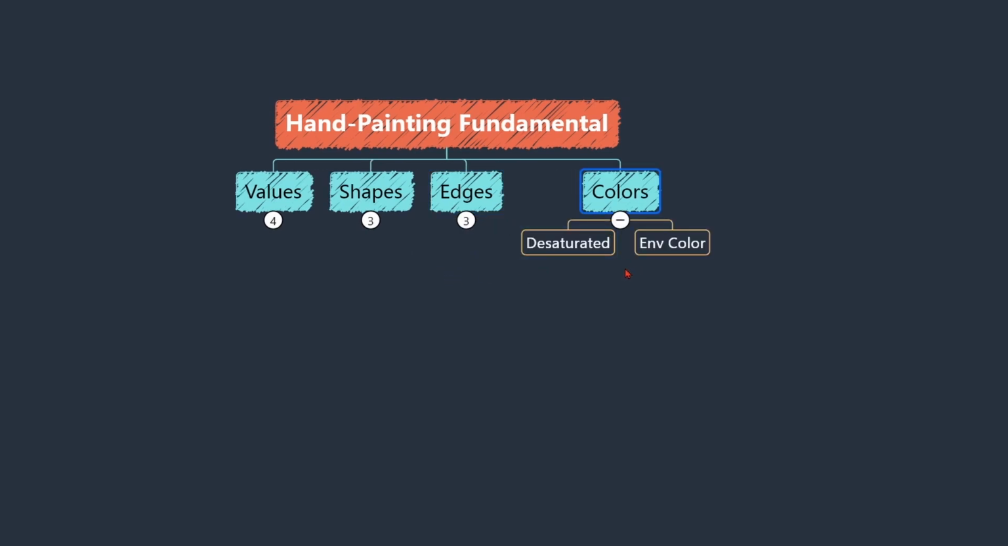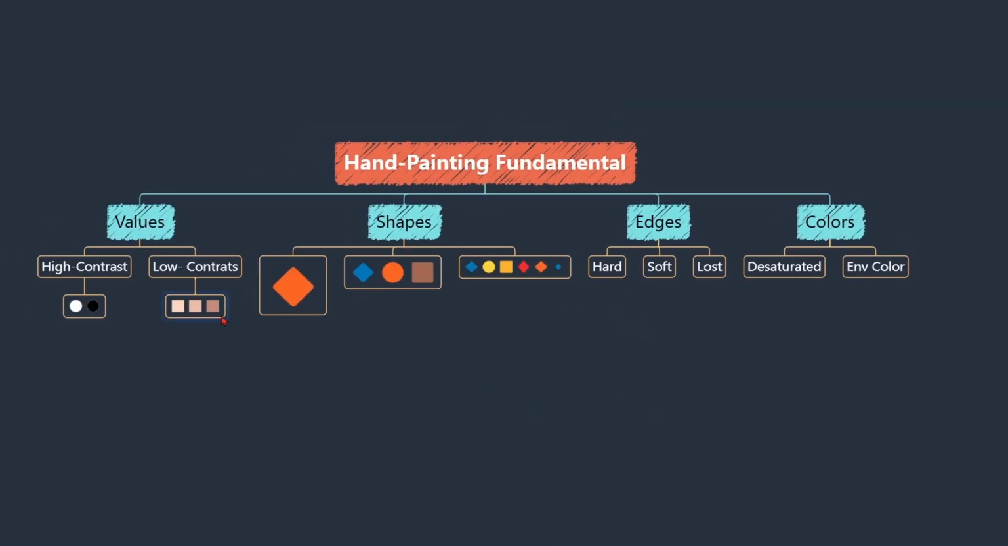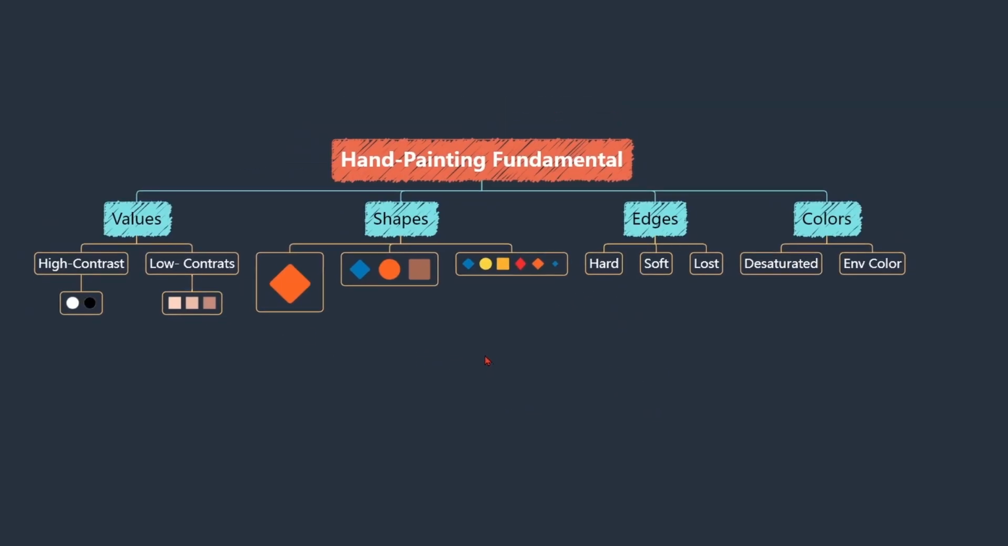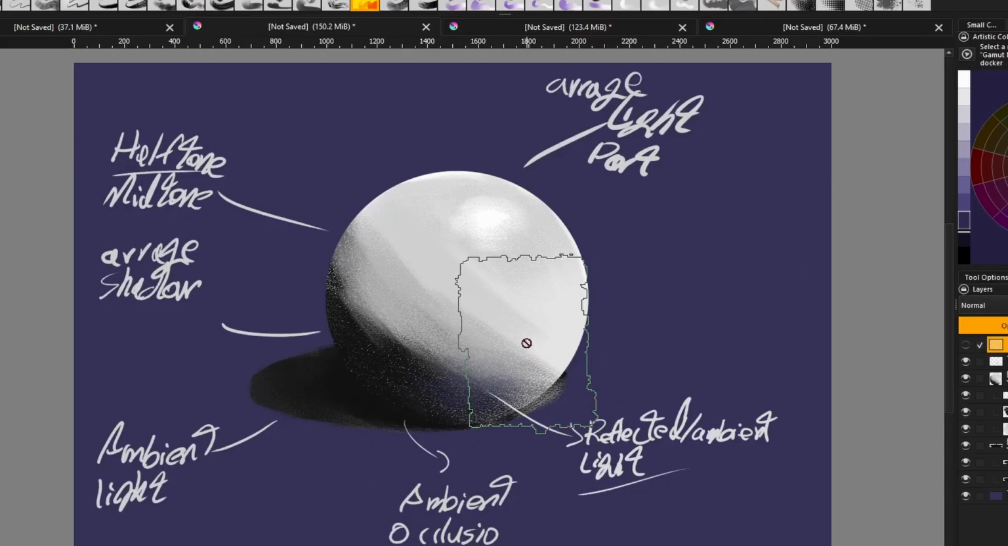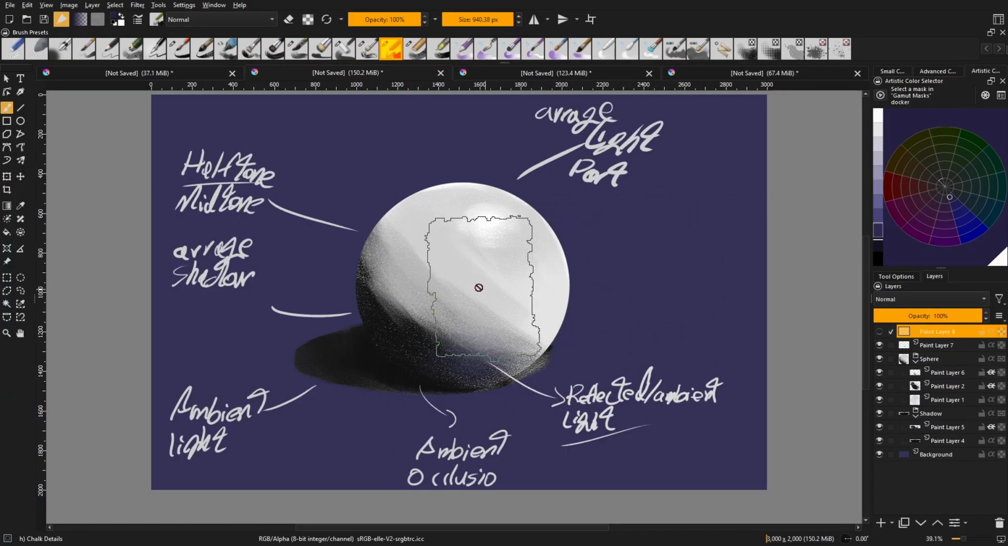And then we have the colors. After all is done, the color is the most important thing if you want to have very nice art. So you have to use good colors. These 4 fundamentals are very important to know. Let's go to Krita. I will demonstrate these 4 fundamentals with a sphere and a cube shape.